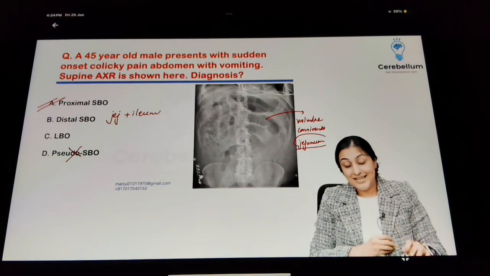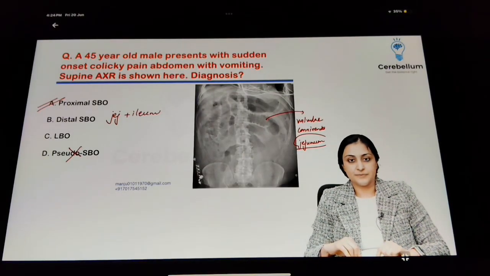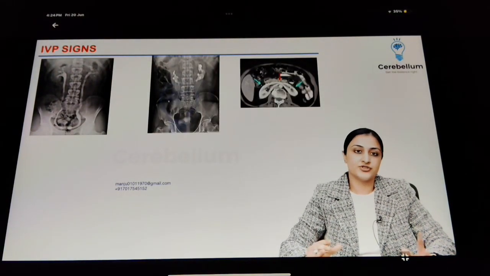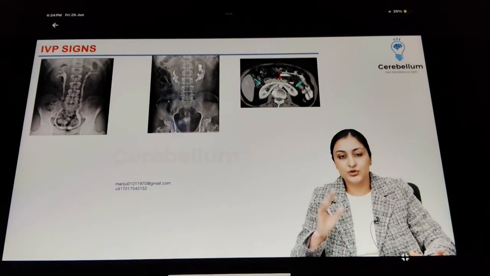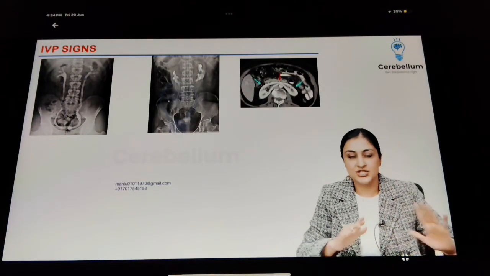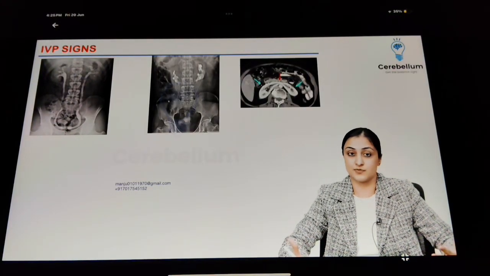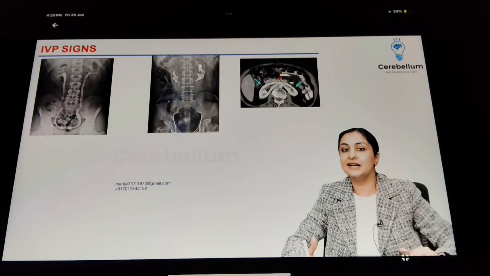Next, we move on with the next system, that is genitourinary and women's radiology. So the first thing that we need to study in genitourinary radiology is going to be the signs on IVP. First of all, what is IVP? IVP stands for intravenous pyelography. This is where we're going to inject the contrast, just as we do for any other investigation, into the venous system. So you put a peripheral venous cannula, and you're going to inject the contrast.